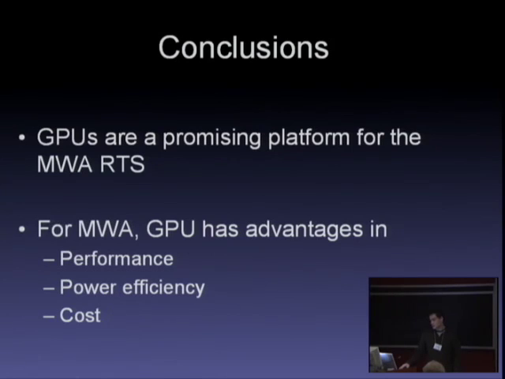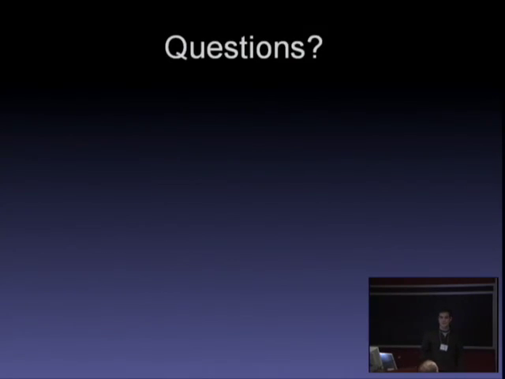So, a few closing notes. It looks like GPUs are a very promising platform for the RTS. I know the MWA team is evaluating a couple other platforms, but I think right now GPUs are the current leader. And we saw on the last slide that GPUs have an advantage in performance and also in power efficiency and cost relative to performance. So that's all I have. Thanks for your attention, and I'll be glad to answer any questions if we have time.